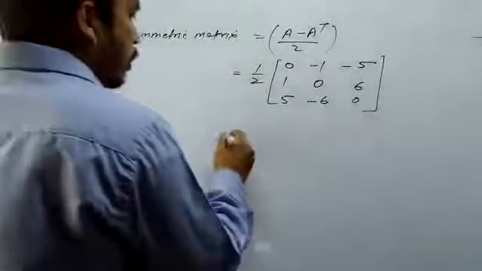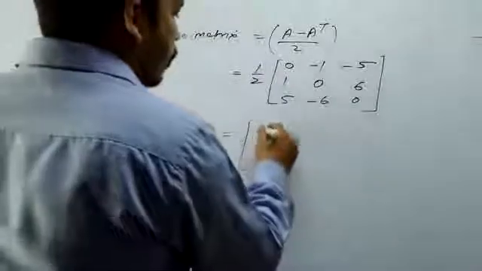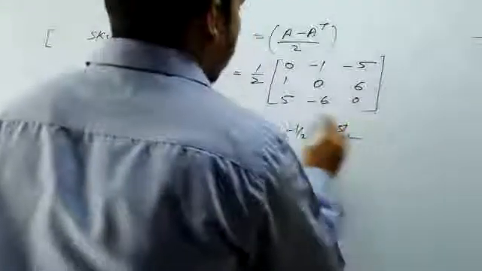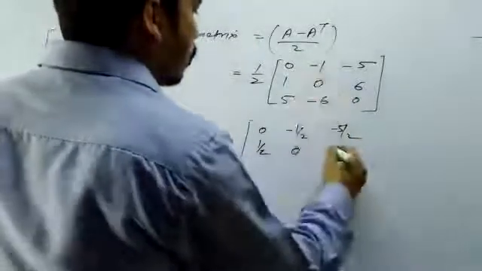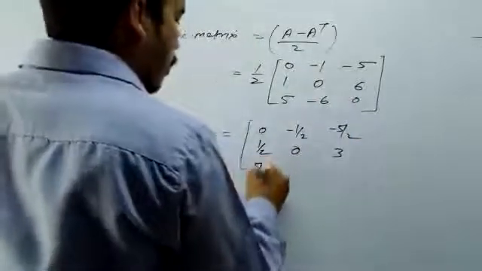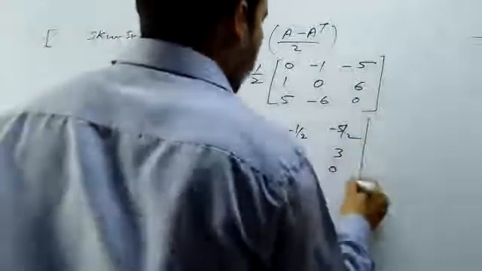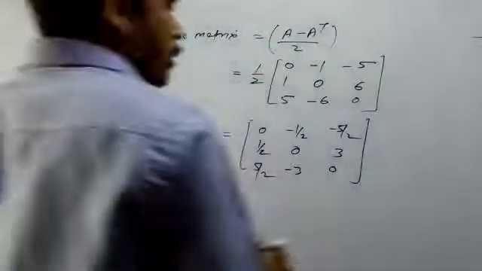So the result is, when you multiply by 1 by 2, 0, minus 1 by 2, minus 5 by 2, 1 by 2, 0, 3, 5 by 2, minus 3, and 0. This is the skew symmetric matrix. This is the answer.